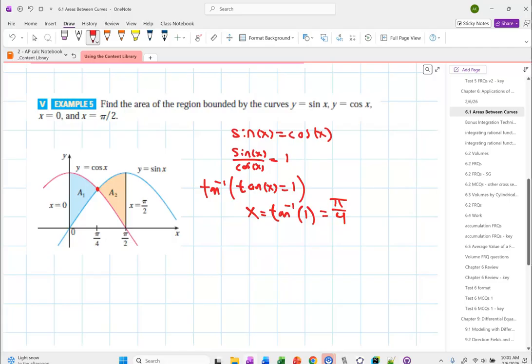Okay. So how do I know which one's on top and which one's on bottom? What's cosine of 0? 1. What's sine of 0? 0. Which one's on top at the start? Cosine. And then at pi over 4, they're going to have to flip, right? Because at pi over 2, cosine is 0 and sine is 1.